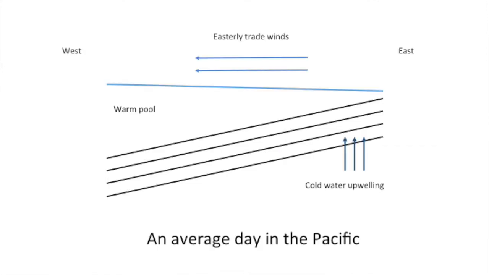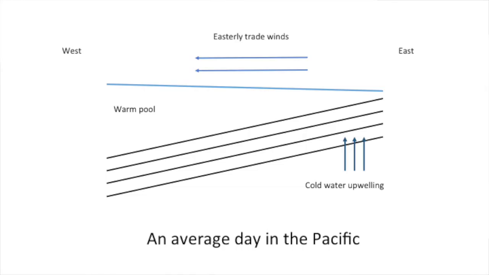What this looks like in the Pacific is that easterly trade winds push water towards warm water to the west, and that pushes the density lines down in the west. Also, cold water upwells in the east, and that pushes the density lines up, giving them that slope that I talked about.